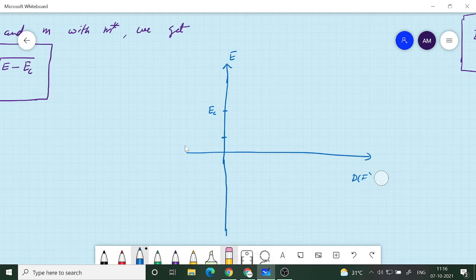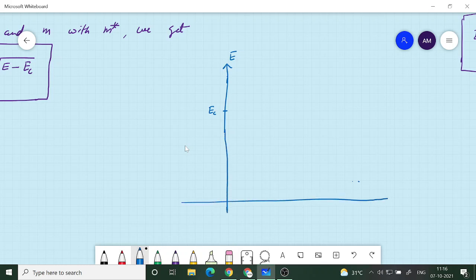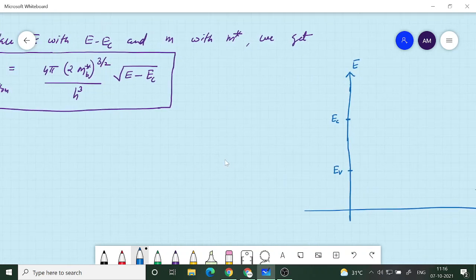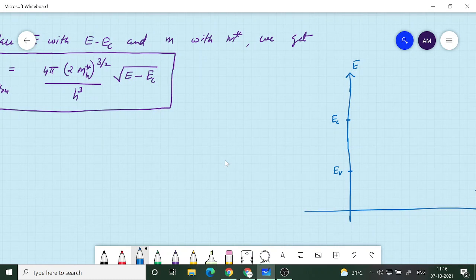So let me just shift this line a little bit downward. So this is D of E. We are considering just two bands. The bottom of one band is EC, and the top of the bottom band is EV. And if you look at this function, you can see that this is a forbidden region. Between EV and EC, it is a forbidden region. There is no band here, and there is an energy gap here. This is usually called the forbidden energy gap, EG.